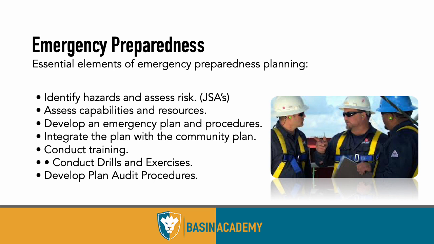For emergency preparedness, there are essential elements for the planning. You should identify hazards and assess the risks. That's like a JSA. Assess capabilities and resources. Develop an emergency plan and procedures. Integrate the plan with the community plan. You should also conduct training, conduct drills and exercises, and develop plan audit procedures.